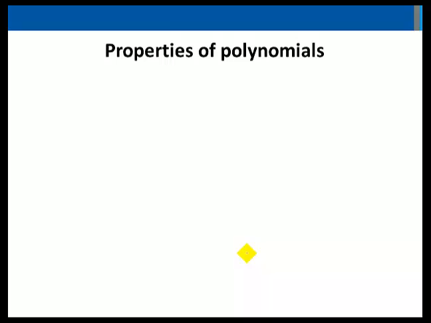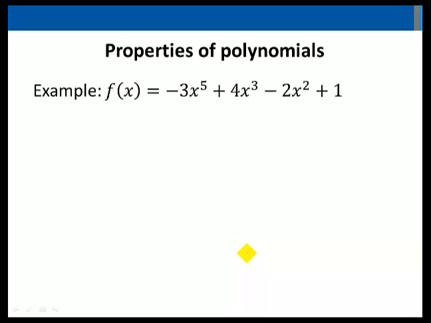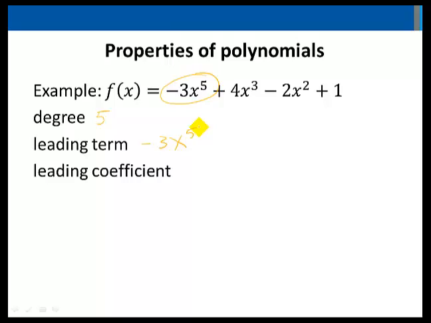Properties of polynomials. The example f(x) = negative 3x to the 5th plus 4x cubed minus 2x squared plus 1 has a degree of 5, the highest power of x in our polynomial. The leading term is the term that contains that degree of 5, which would be negative 3x to the 5th. The leading coefficient is the coefficient of the leading term, which is negative 3 here. The constant term is 1.